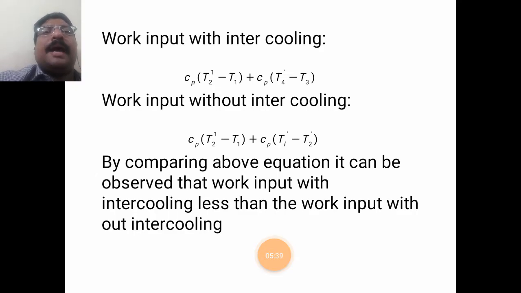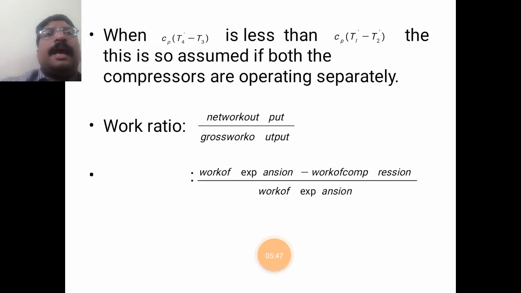Okay. By comparing these two equations, we can say that the work input with intercooling system is less than the work input without intercooling system. Hence, the work ratio increases. Okay. So now work ratio is nothing but net work output to the gross work output. That is, work of expansion minus work of compression divided by work of expansion. That is nothing but the work ratio.